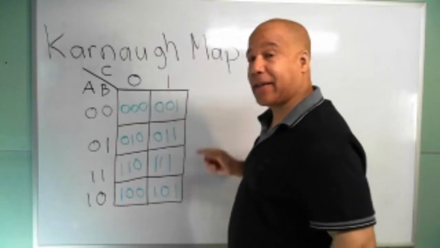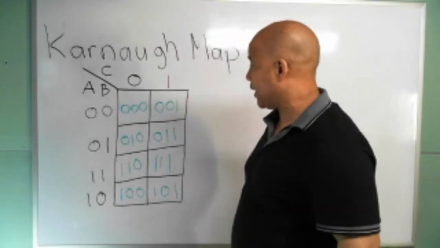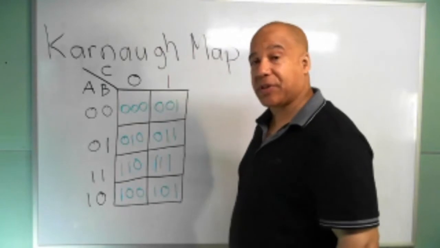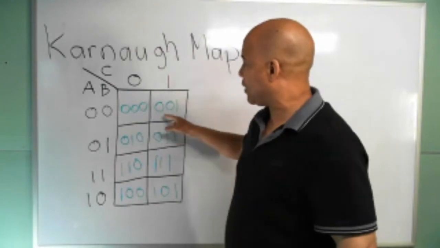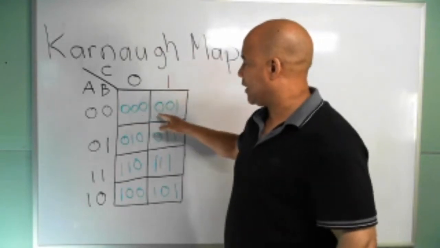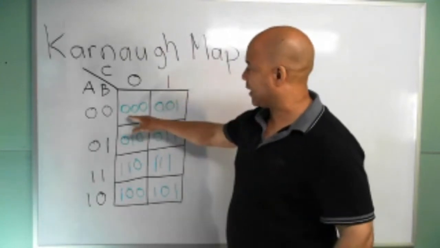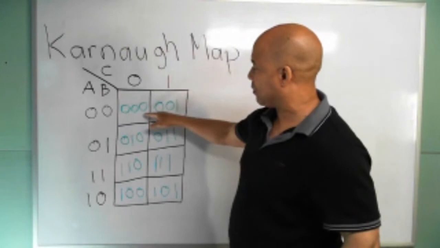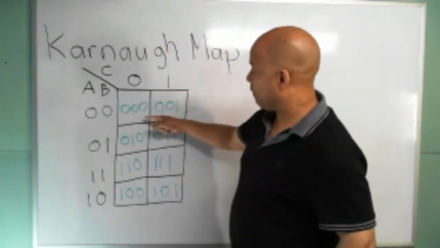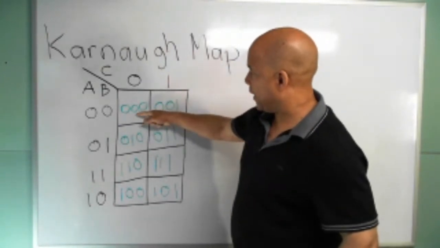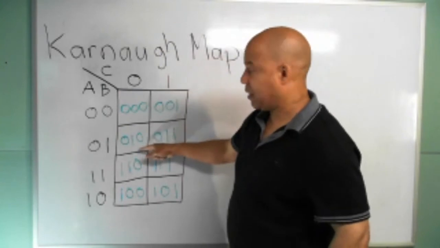Now, if you look at this long enough, you might notice something interesting. What's interesting is if you go from one cell to the other, only one of these binary numbers, one of these bits changes at a time. So if I go from here to here, the C changes from a 0 to a 1. If I go from here to here, B changes from a 0 to a 1, and so forth.